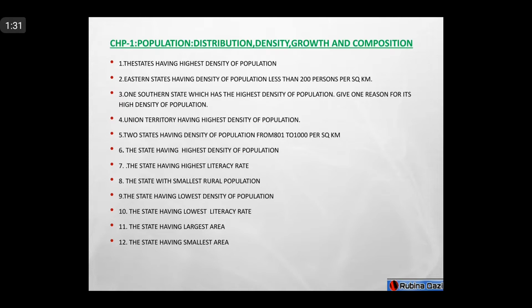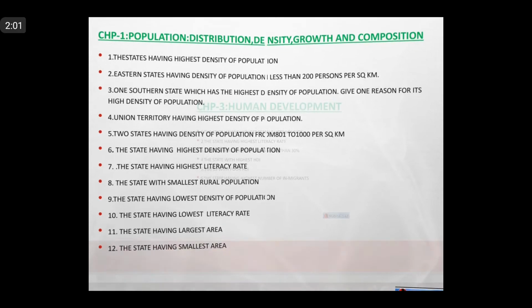Then the state having highest literacy rate. Then the state having the smallest rural population, lowest density of population, lowest literacy rate, largest area, smallest area, and two states having density of population from 801 to 1000 per square kilometer. So these questions are basically from first chapter, population distribution and density, growth and composition.